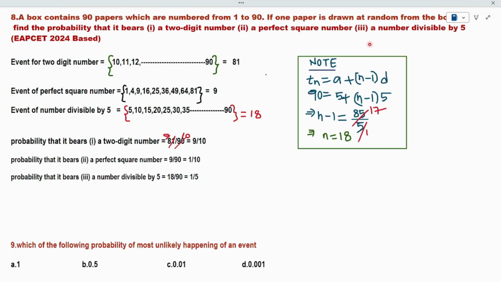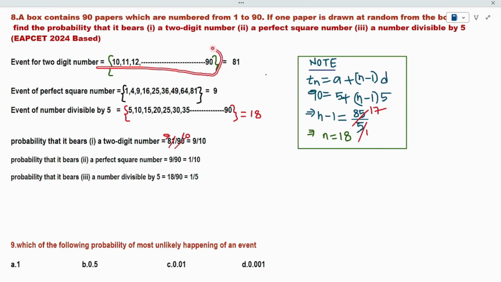If I pick out one paper at a time, how many times can I pick out? Total 90 times. So here my total possibilities are 90. Then we need to find the event of a 2-digit number, the event of a perfect square, and the event of a number divisible by 5. First we will find the event of a 2-digit number. See here, from 1 to 90, how many 2-digit numbers do I have? We need to write them separately. For example, my first 2-digit number will be 10, later 11, 12 and so on up to 90. Why? Because 90 is my last 2-digit number as per the given problem. So 10, 11, 12 and so on up to 90 are my 2-digit numbers.